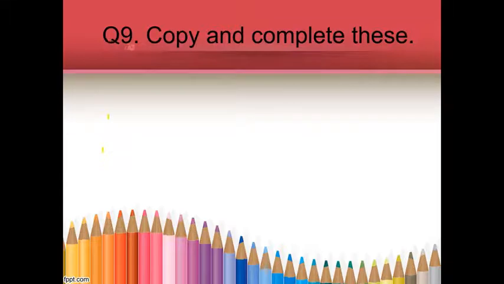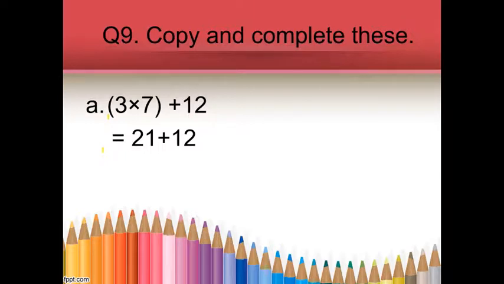Now in question number 9 of exercise 1D, the question is: copy and complete these. You can see that here we are using the round brackets. For solving this, we will first solve the numbers which are inside the brackets, and inside the brackets we have 3 multiplied by 7. Now here we are not going to look at the DMAS rule, although there are two operations in this question, but brackets are also there. So we will first solve the numbers inside the brackets, and 7 threes is 21. You will get 21 plus 12, and then add it and you will get your answer.